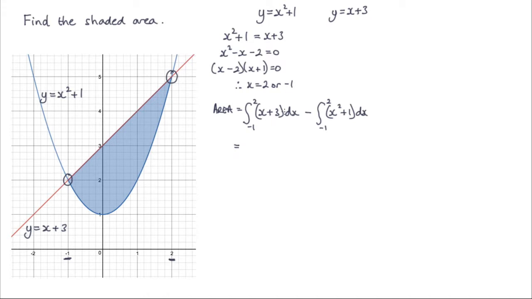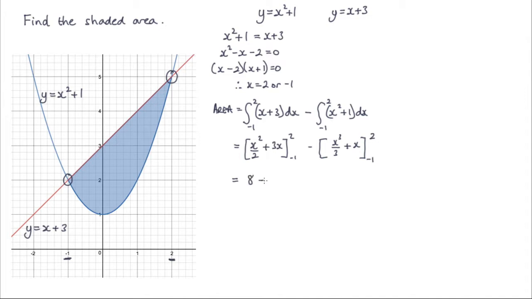So integrating this function here, we would get x squared over 2 plus 3x, and that's between -1 and 2. And we are subtracting x cubed over 3 plus x, and that's between those same limits. Now we'll do some substitution. So substituting 2 into here, I would have 2 squared, which is 4. 4 divided by 2 is 2. And then I've got 3 times 2, which is 6. So I've got 2 from here, 6 from here, so that's 8.